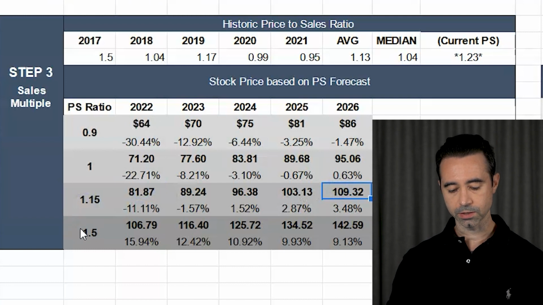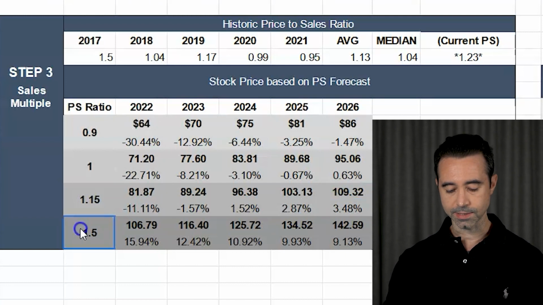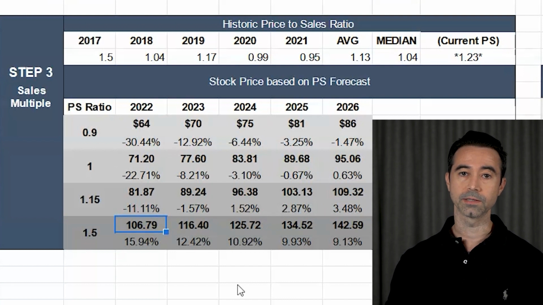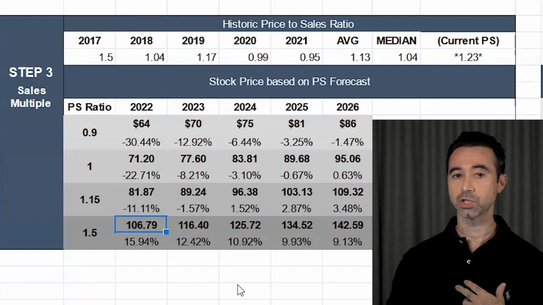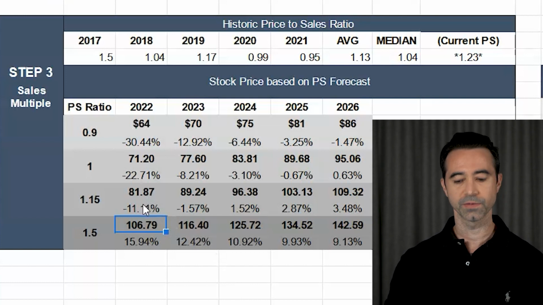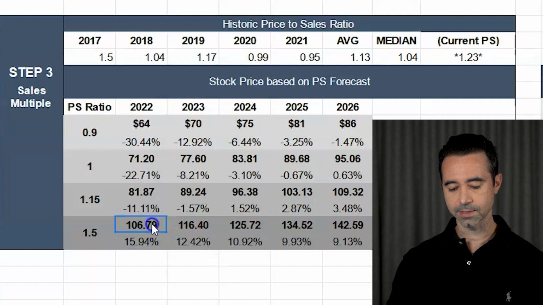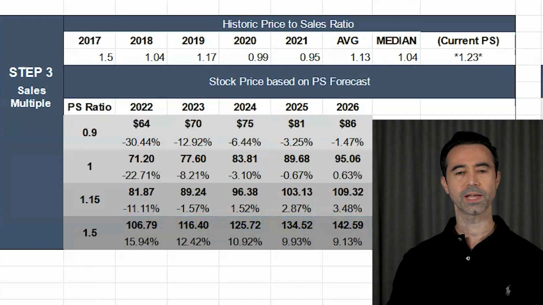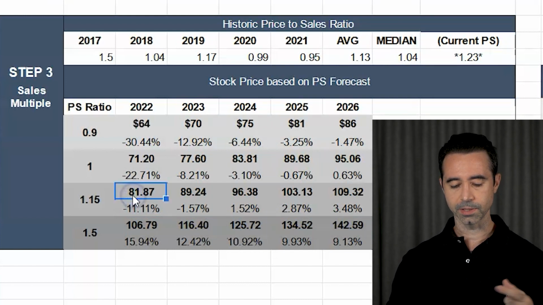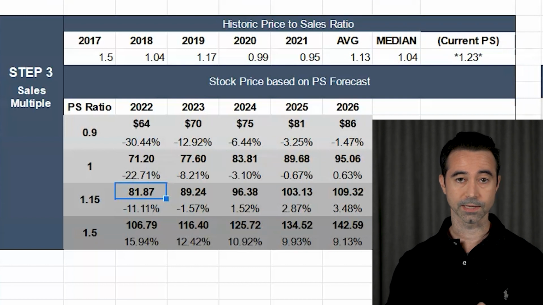Pick your flavor here. If you want a higher price to sales multiple, you can actually see a $106 price target. So if I was going to be more bullish, which I don't think is out of the question, I'm just being conservative on this, but I do think this is not that far off potentially if oil prices do well. And so that's what I'm doing. I'm being very conservative here, and because of that, I'm getting a lower price target using a price to sales multiple.